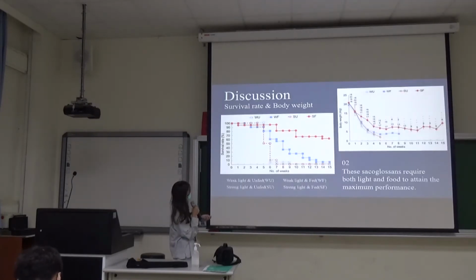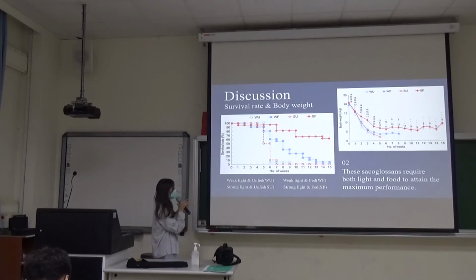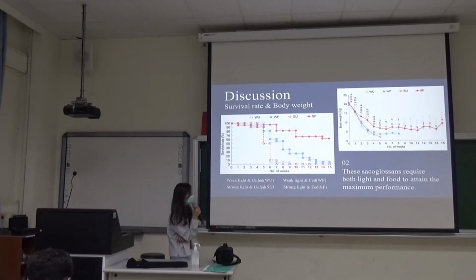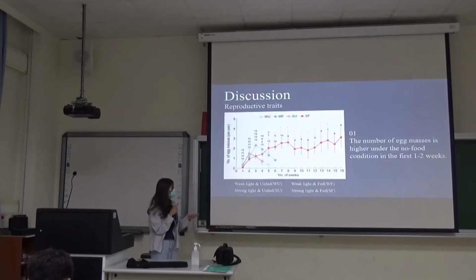Next is survival rate and body weight. We can just see the SF line, this line. Strong light and feeding. These two figures is the highest in the figure. So these Elysia require both light and food to attain the maximum performance.